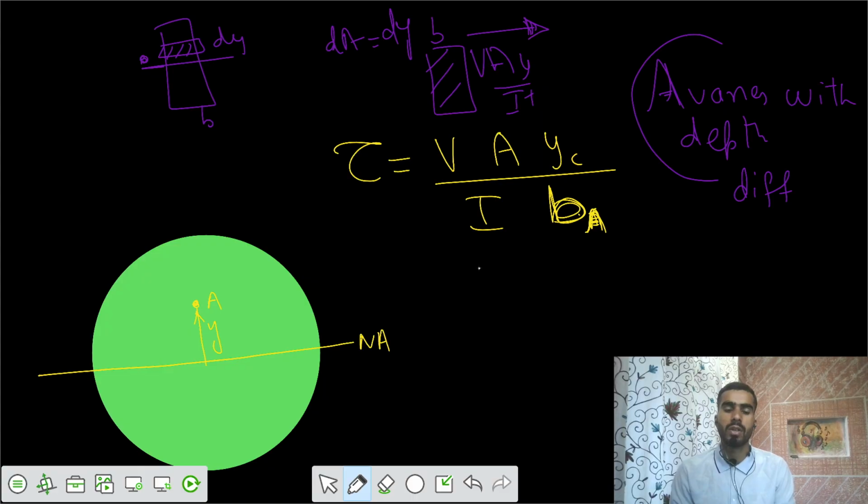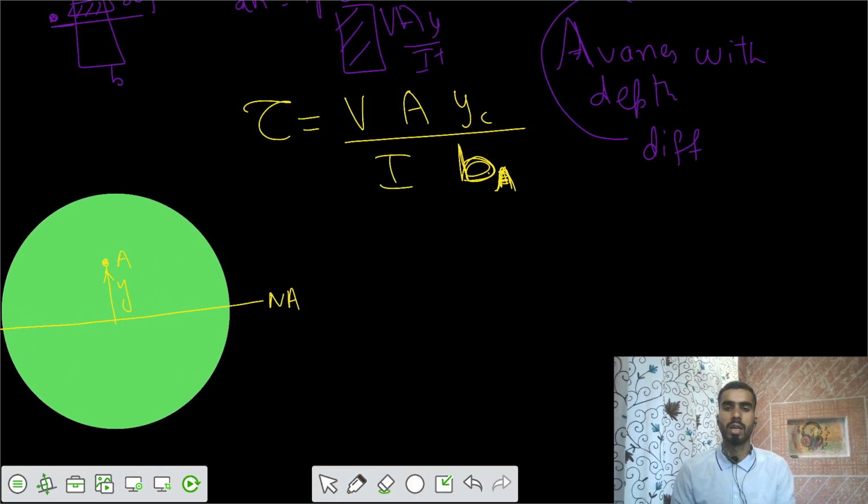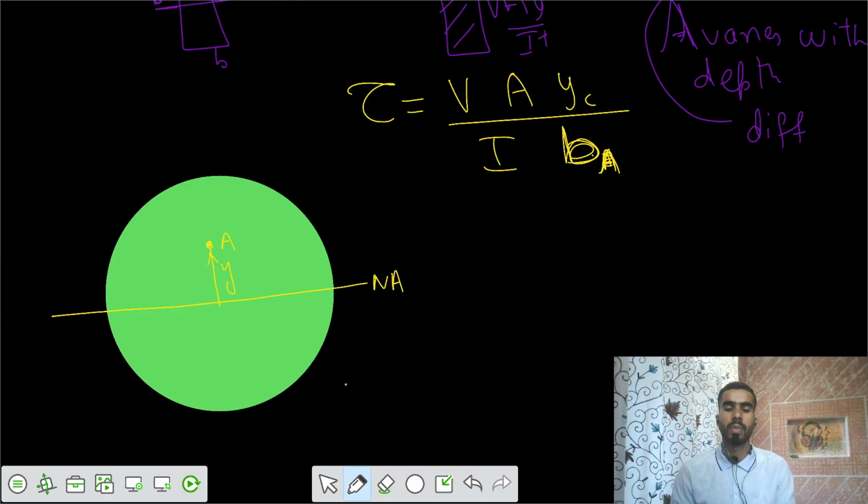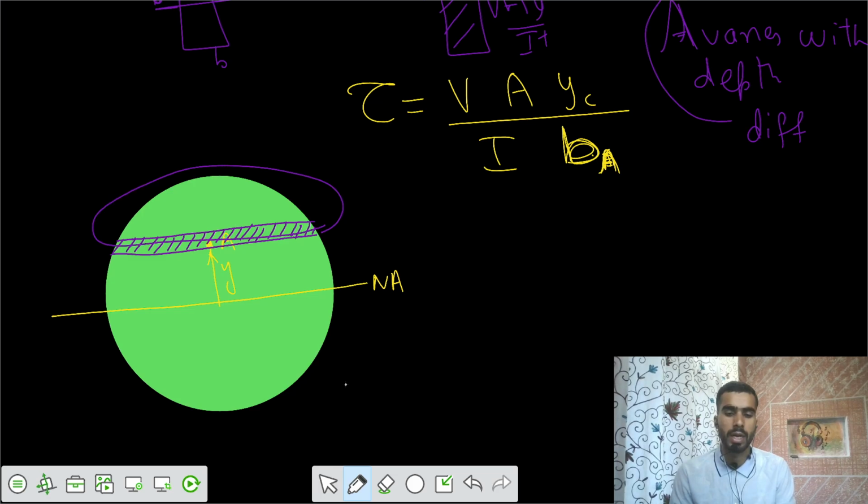But in the equation of a circle, you have variation of that area with the depth. Because your area varies with the depth, you can take a differential element. So let's take the differential element above the point A, because we want to take the entire area above that point A, and calculate its total area and its centroid about the neutral axis.